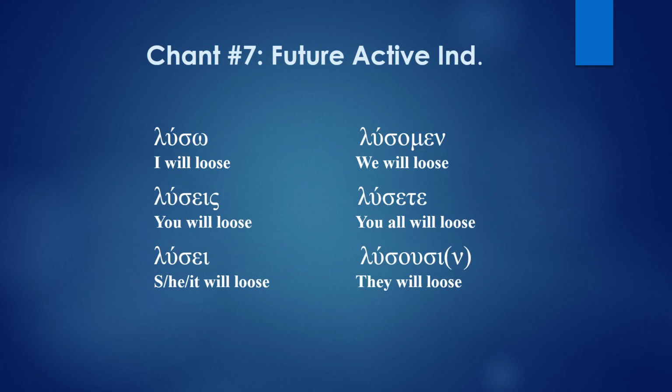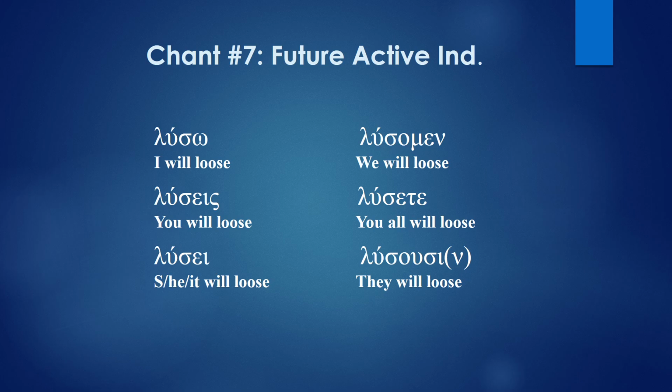Chant number 7, the future active indicative verb. First person, luso, I will loose. Luseis, second person singular, you will loose. Lusei, third person singular, he, she, it will loose.